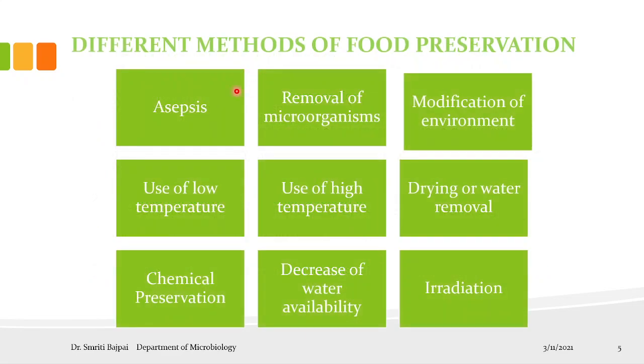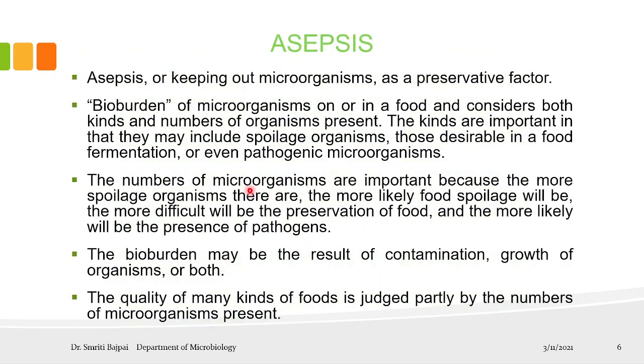Now coming to the different methods of food preservation. These are the different methods that we will see one by one. First is asepsis. As the name indicates, asepsis is keeping out microorganisms as a preservative factor. So we will keep the microbes away. So the bioburden of the microorganisms, that is the normal microbes present on any food item. Depending on the food, the kinds of organisms are also variable.